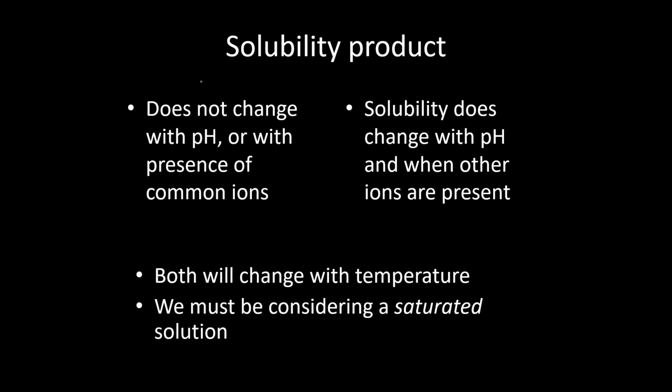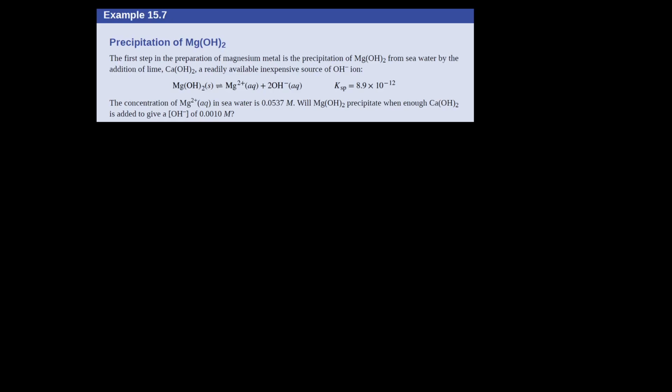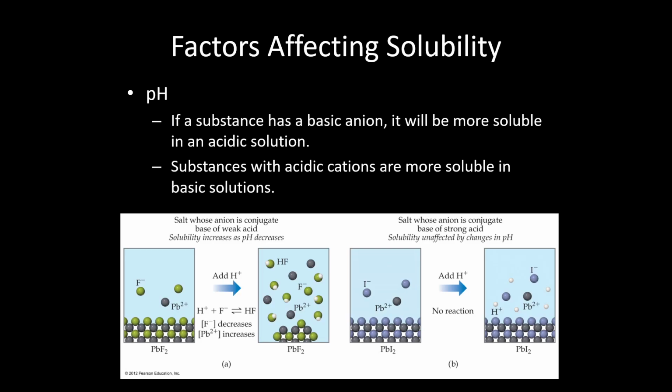And I also do expect you to know the difference between the solubility product, KSP, and the solubility. So what changes for one might be different for the other. So for example here, the solubility product does not change with the pH or the presence of common ions, but the solubility does change with those. So just understanding the difference between the two. I expect you to know that. Okay, so this is just kind of more the similar type stuff, but including the common ion effect there.